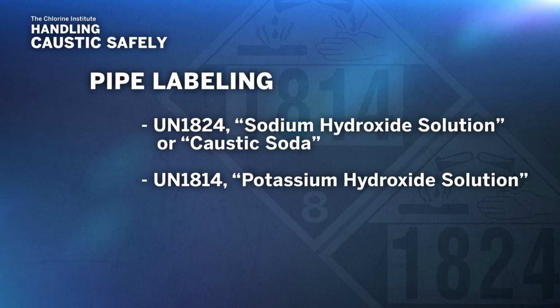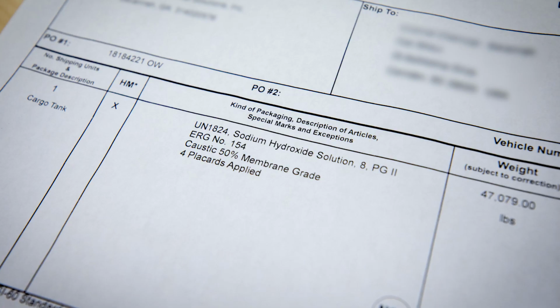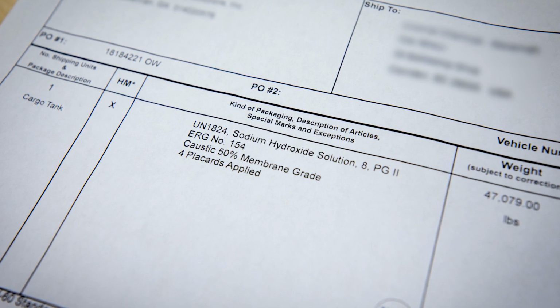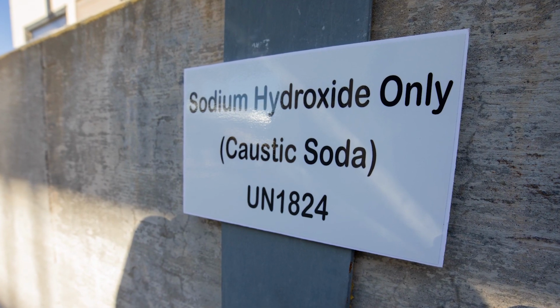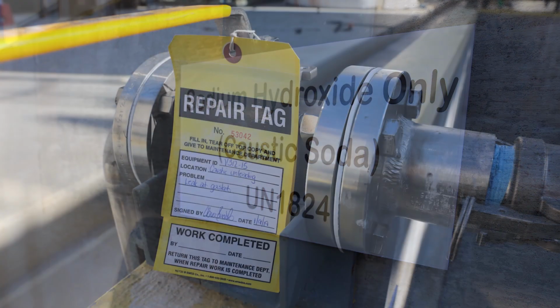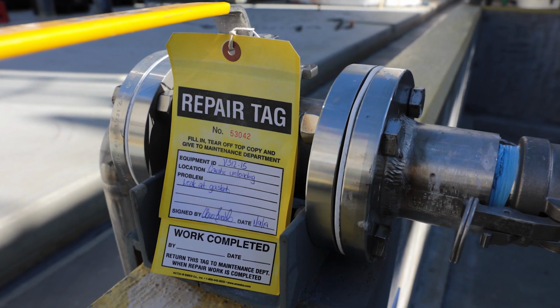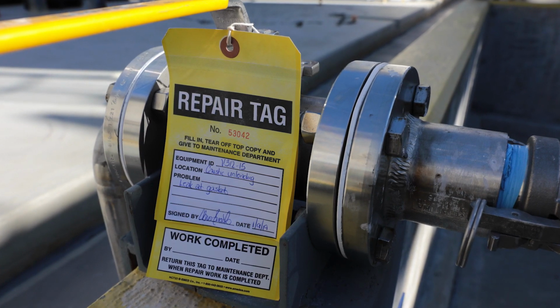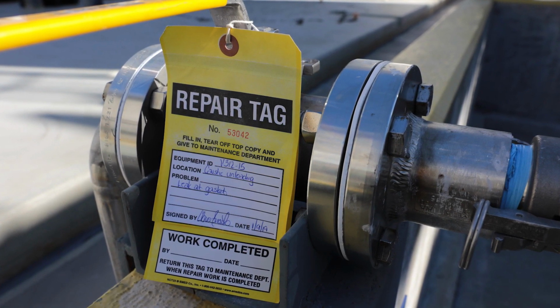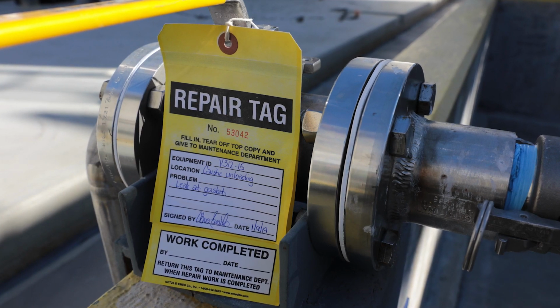It is critically important to prevent the mixing of incompatible chemicals, such as acids, with caustic solutions. Verify that the chemical name on the bill of lading matches the name of the chemical in the tank and piping prior to unloading. Proper maintenance of all caustic piping systems is important. All leaks should be isolated and repaired as soon as possible to minimize potential worker exposure.